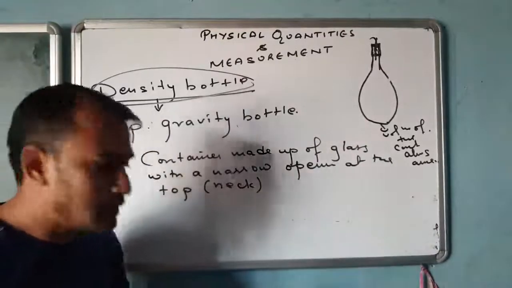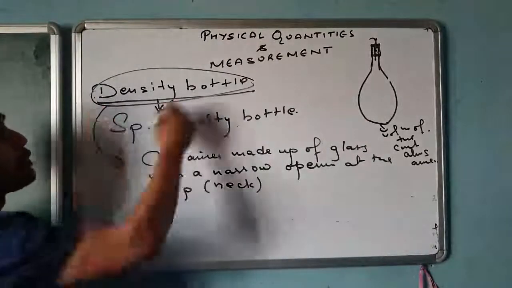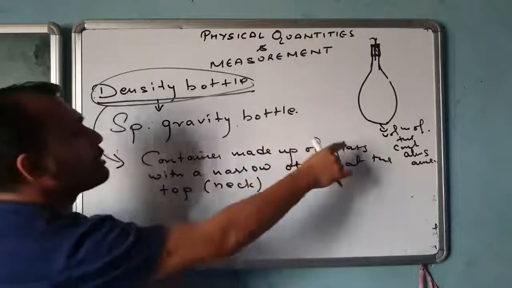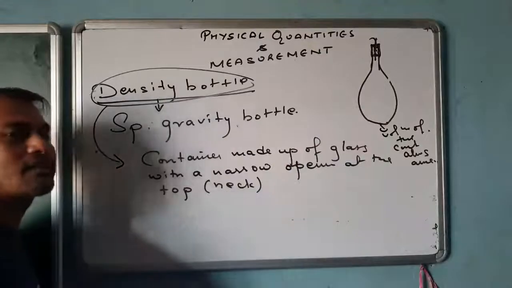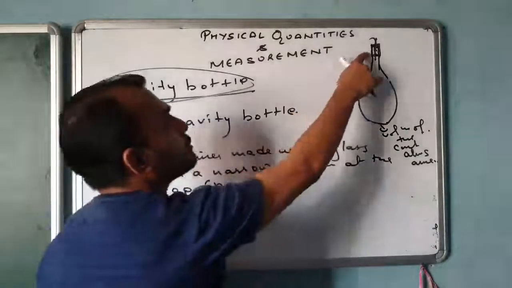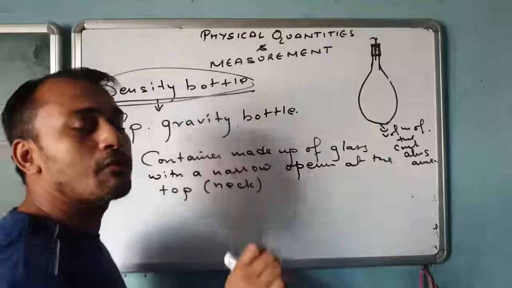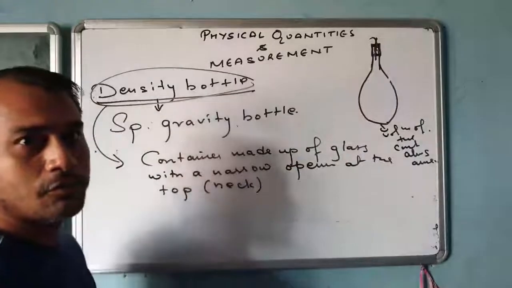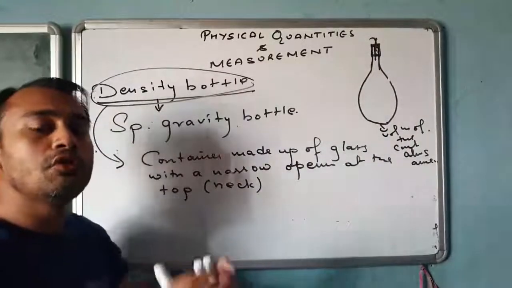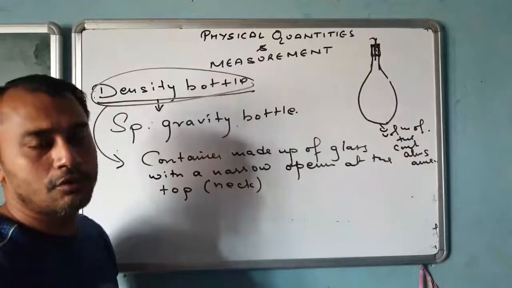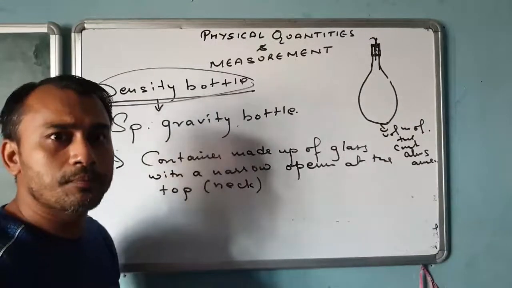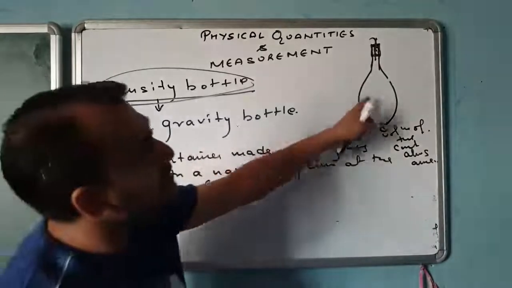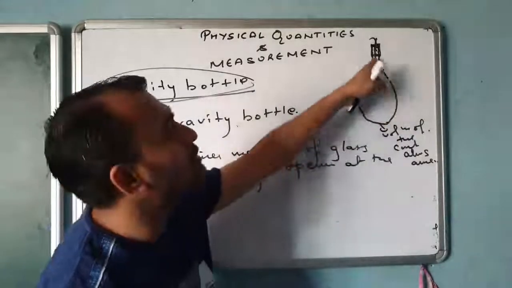Now the question comes, what is the purpose? So we have learned about the density bottle. What is the density bottle? It is a container made up of glass with a narrow opening at the top, which is called the neck. Now this neck is provided with a stopper. The stopper is usually made up of cork, and this stopper has a very fine capillary in between, which helps to drain the excess liquid that is filled, so that if any excess liquid is filled in the bottle, it drains out through that stopper.